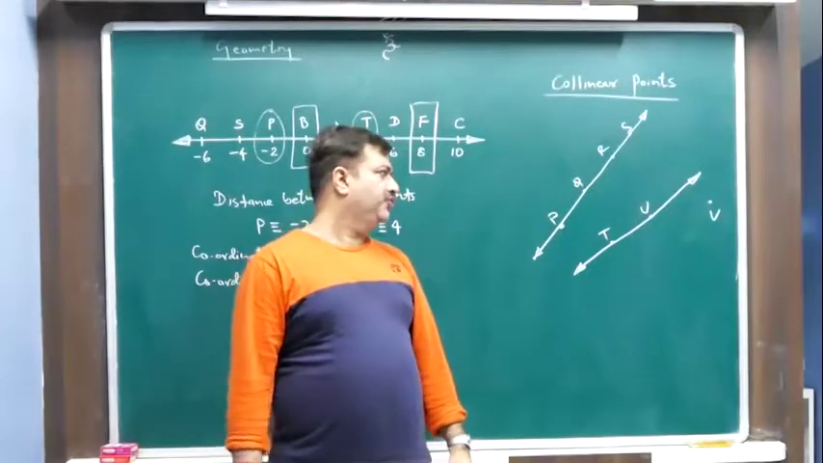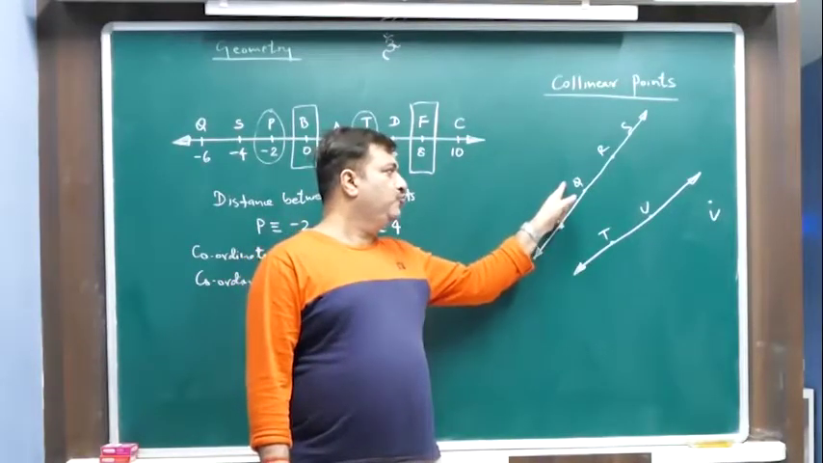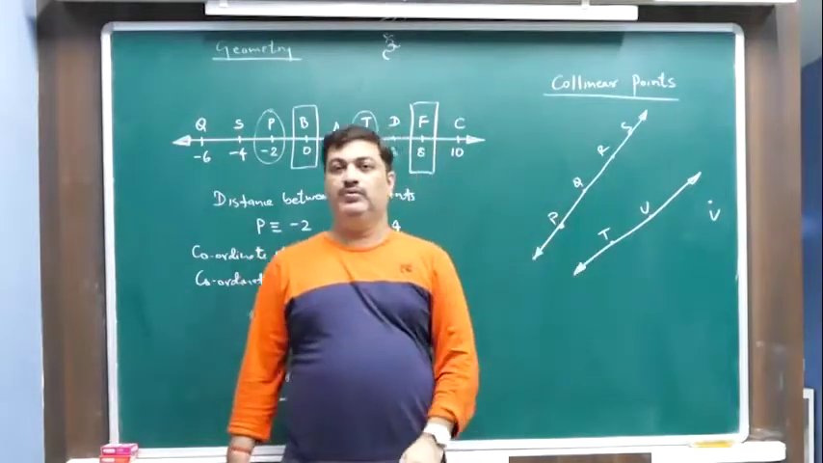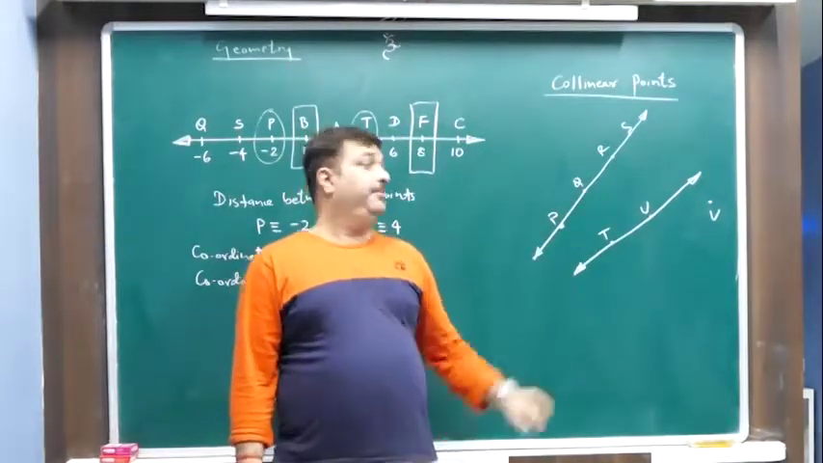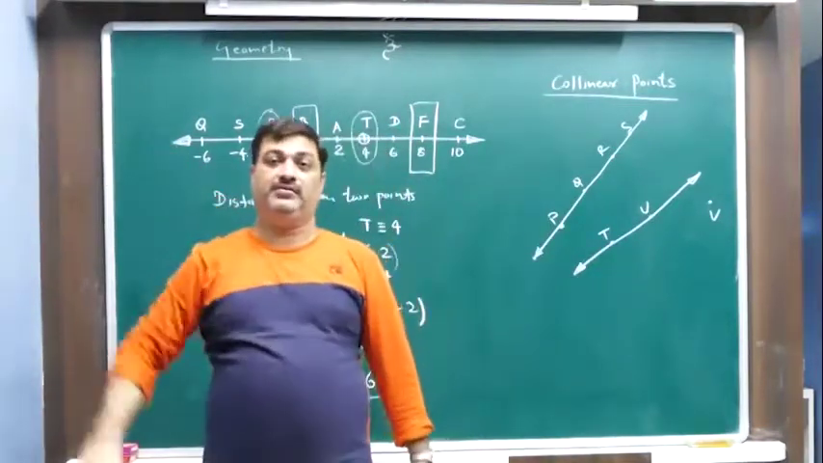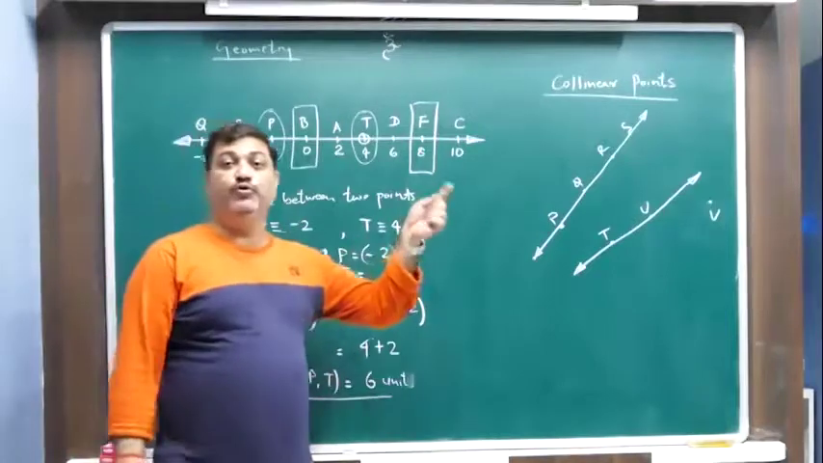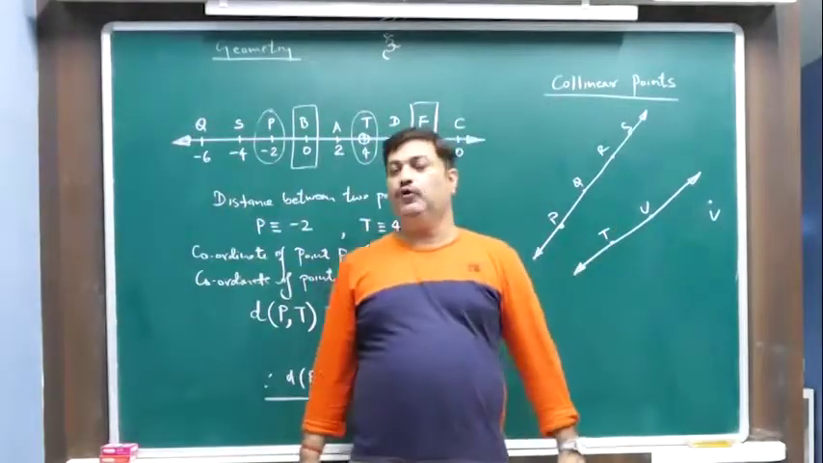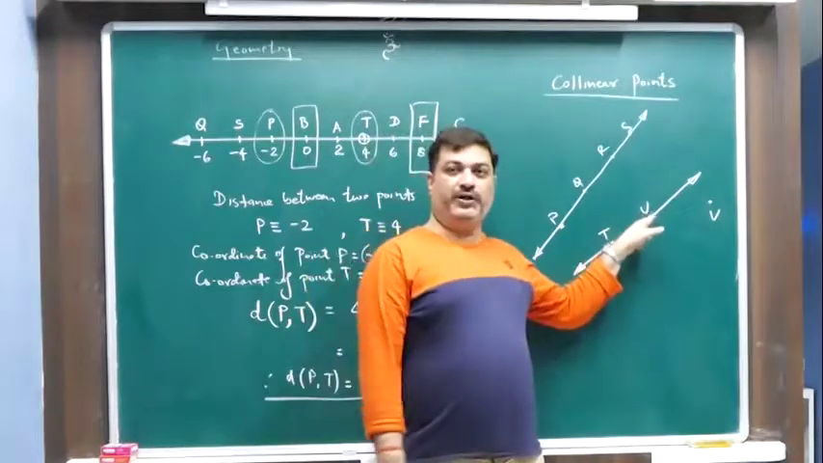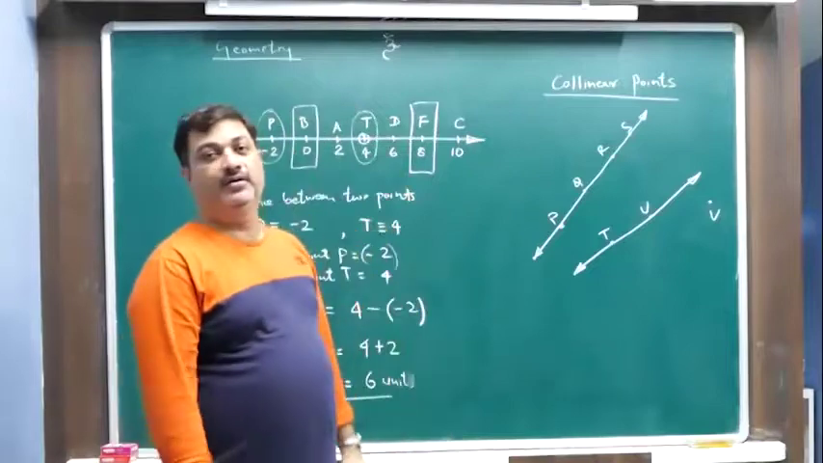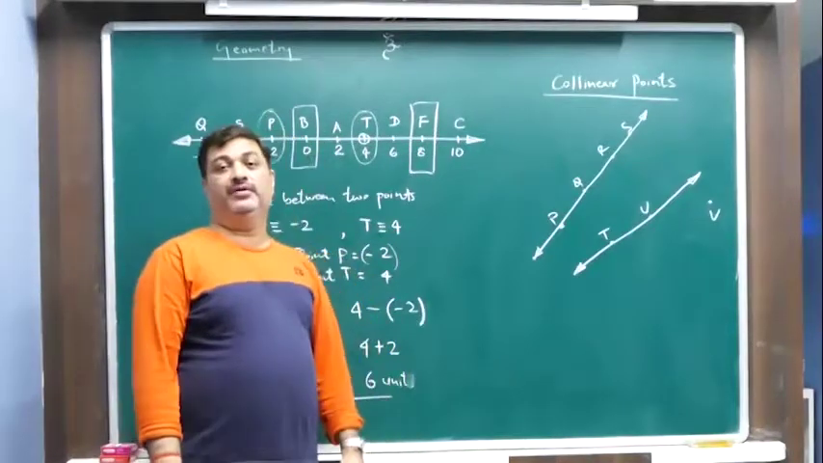Now let me ask you a question. Is P, Q, U collinear? P, Q, U. Are they collinear? No. Why? P, Q lies on the same straight line but U is on somewhere else. So I cannot say P, Q, U is collinear. Same way, can I say T, U, V is collinear? No. T, U is collinear but V is somewhere else, not on the same straight line. So I cannot say T, U, V is collinear.